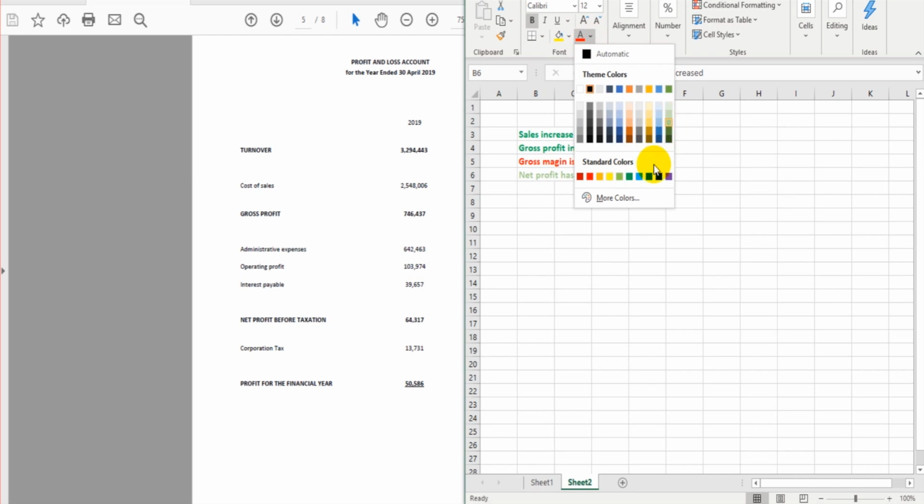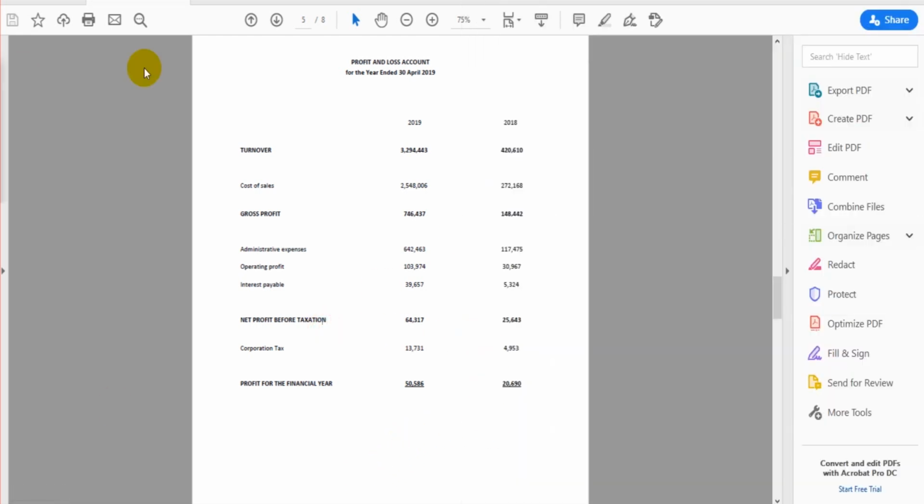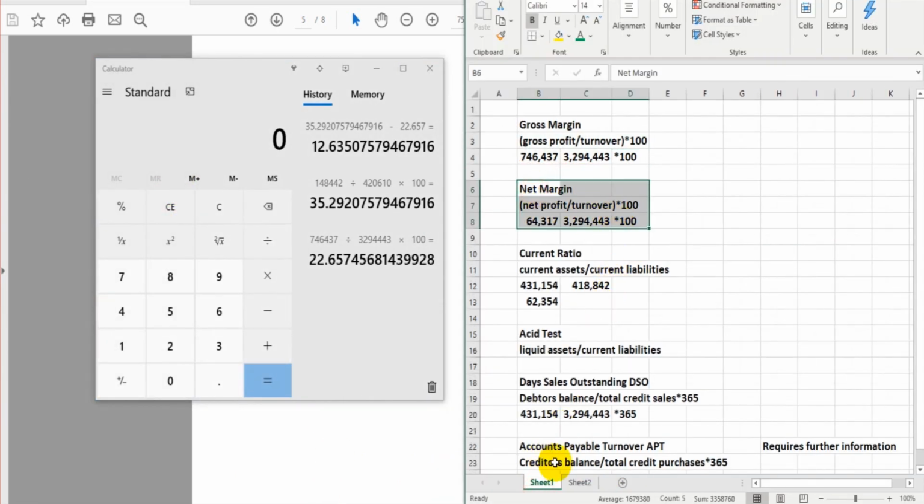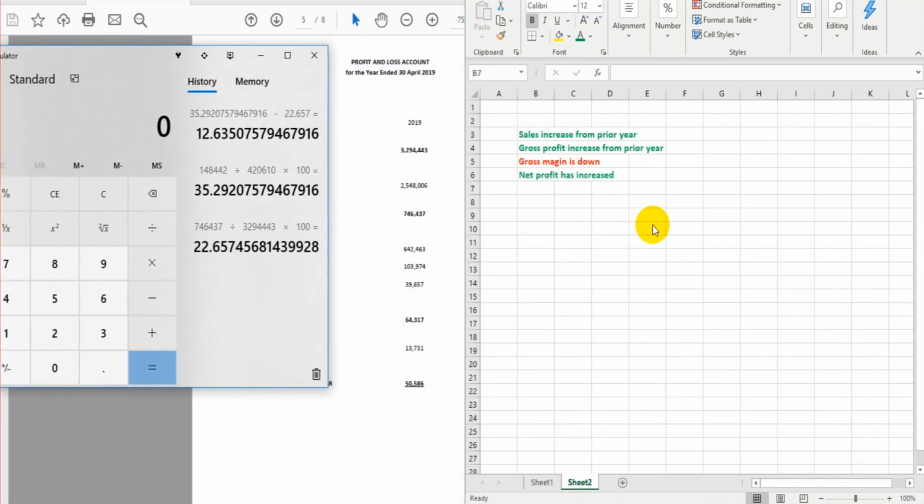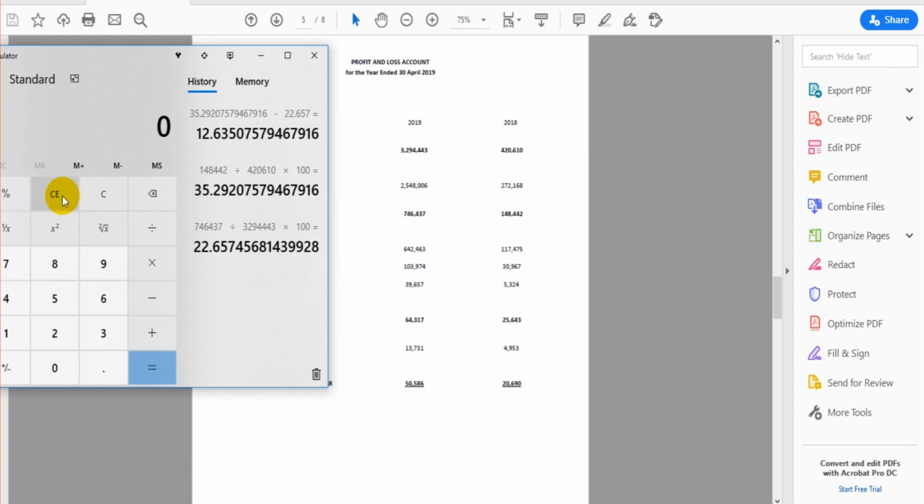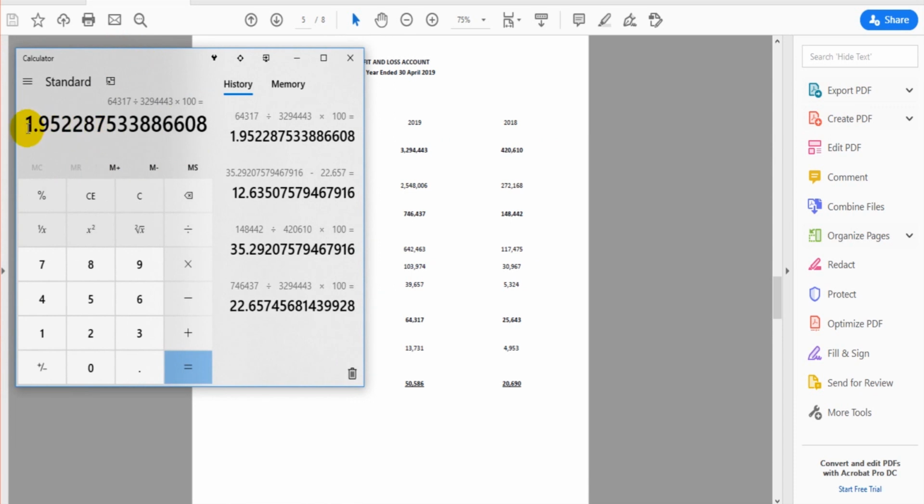So let's mark that green. But let's have a look at net margin. Going back to the calculation in the previous video, let's do 64,317 divided by the turnover, times by 100. The net margin is 1.95%.